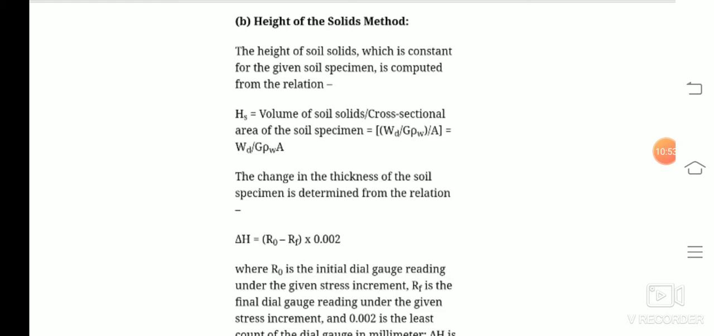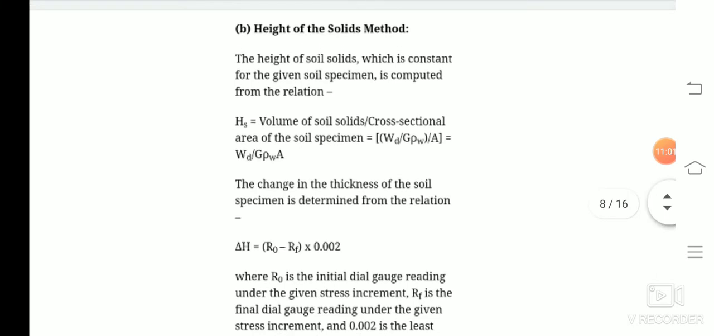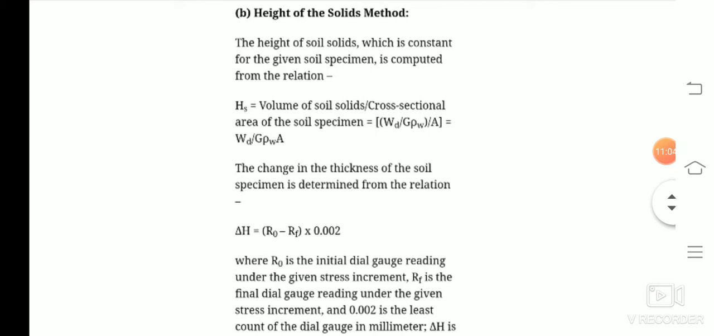This height of solids, which is constant for the given soil specimen, is computed from the relation Hs equals Wt divided by G rho W divided by A, equals Wt divided by G rho W into A, where Hs is the volume of the soil solids divided by the cross-sectional area of the soil specimen.